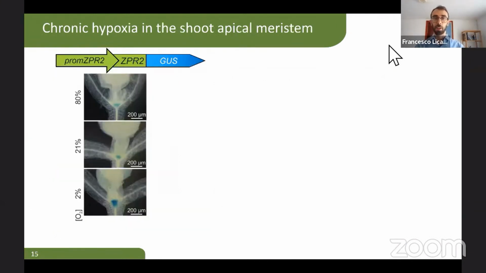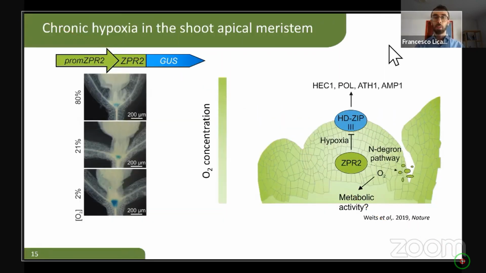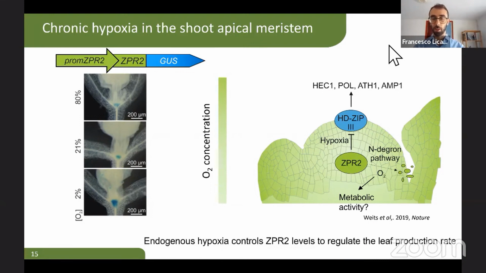Finally, we also verified these and the occurrence of chronic hypoxia at the level of the shoot apical meristem, focusing on a shoot apical meristem specific protein, the little zipper protein 2, ZPR2, which we verified is under control of an oxygen-dependent branch of the N-degron pathway, so that it can be stabilized by hypoxia and destabilized by hyperoxia. And we believe that ZPR2 is there controlled by the endogenous hypoxia being established to control the activity of HD-ZIP III transcription factors that contribute to regulate the rate of new leaf production.